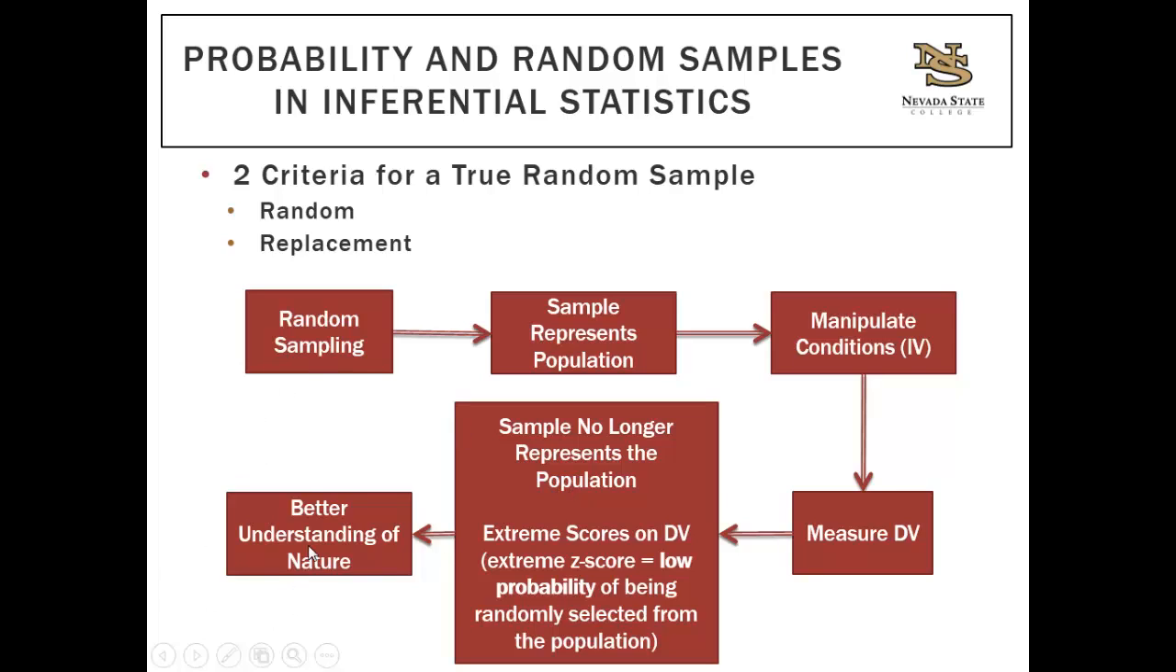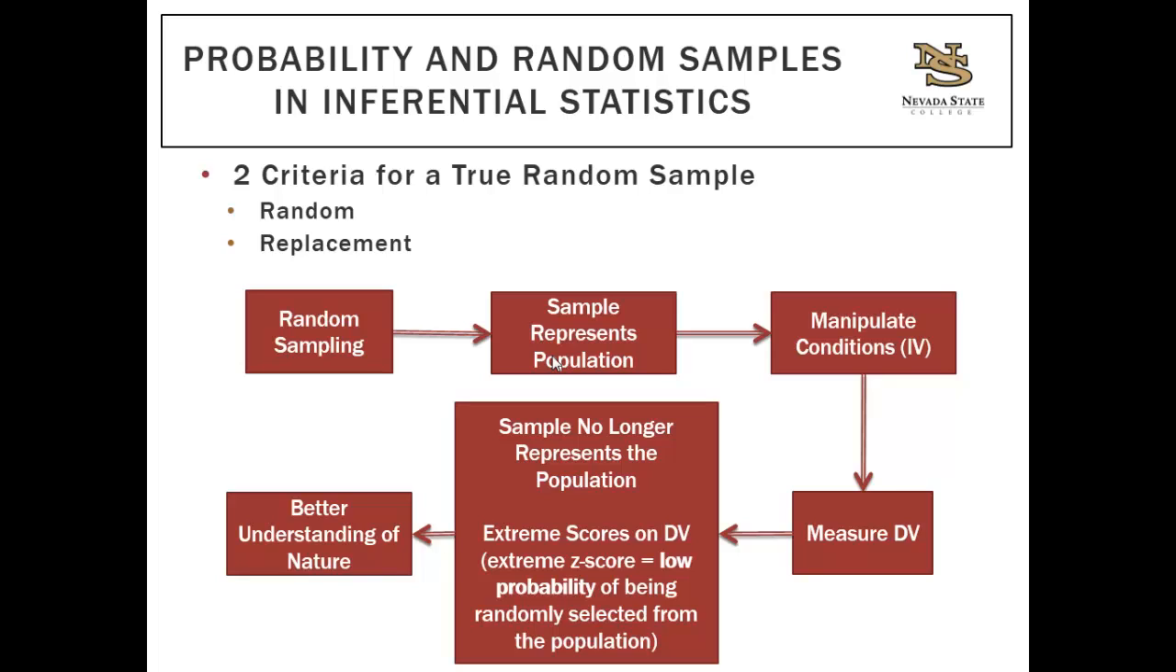And then that results in a better understanding of nature. Even if you find that the pain levels didn't change, for example, they still represent the population who wasn't taking this experimental drug, you still have a better understanding of nature. You know that, physiologically, you're not reacting to this type of drug. So that's why random sampling is important, because you have to assume that your sample represents the population if you're going to compare your sample after you manipulate something to the population to see if things have changed.